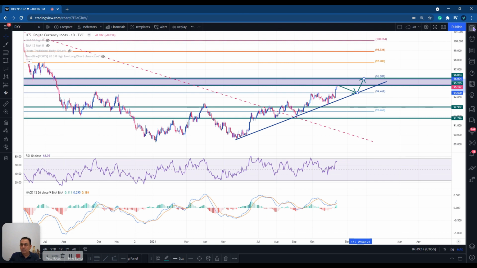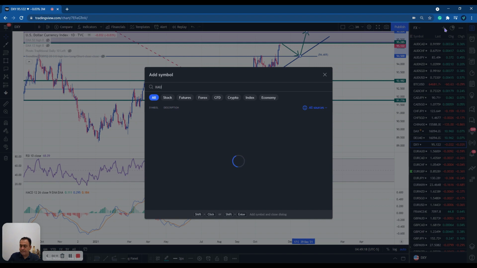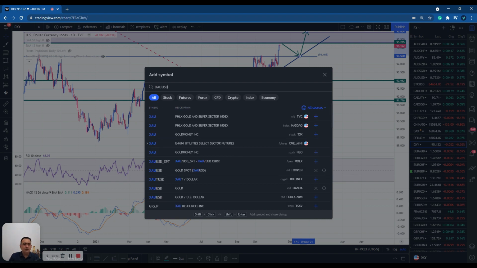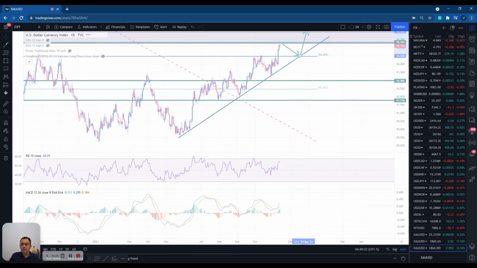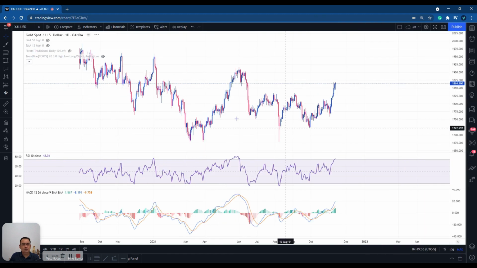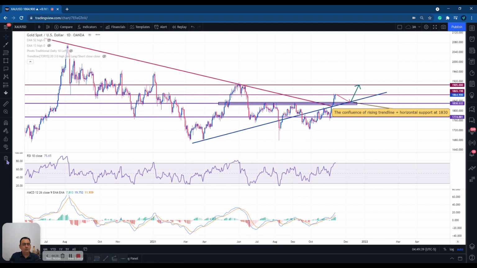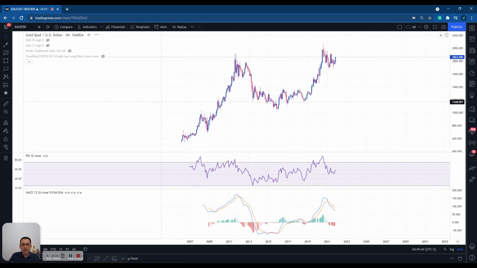Now let's go to XAU USD. XAU USD. Clearing all the lines. Going to monthly.